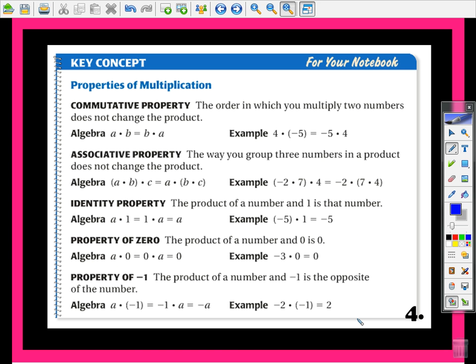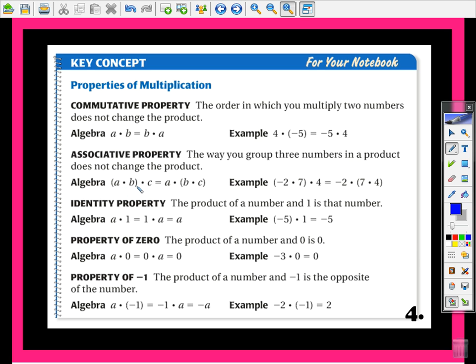Now we're going to look into the properties of multiplication. The commutative property states that the order you multiply two numbers will not change the product. Here's an algebraic example and then an example with integers. The associative property says that the way you group three numbers in a product does not change the result.